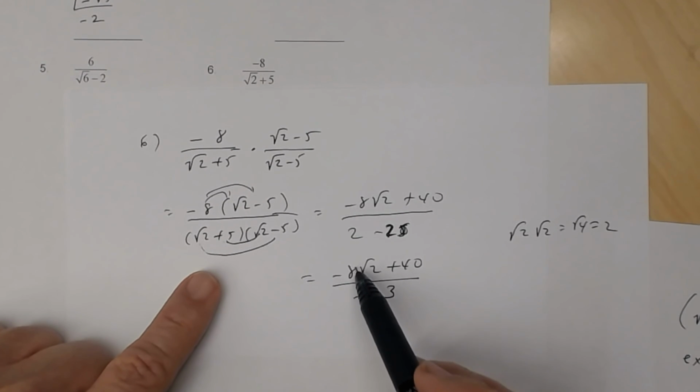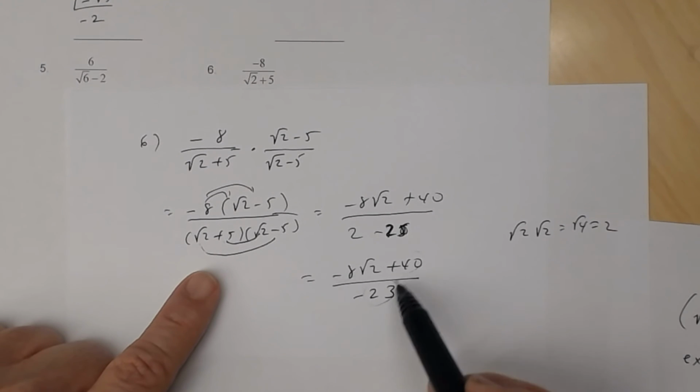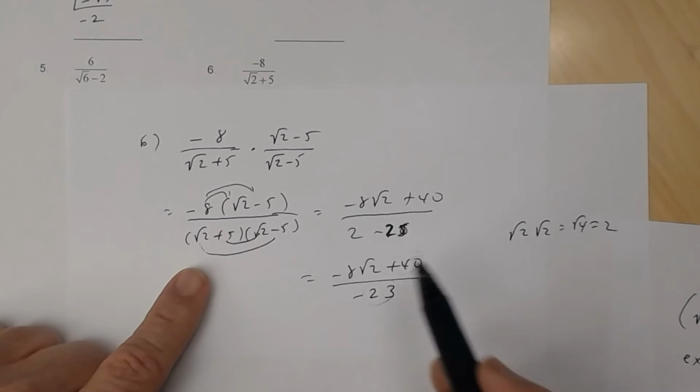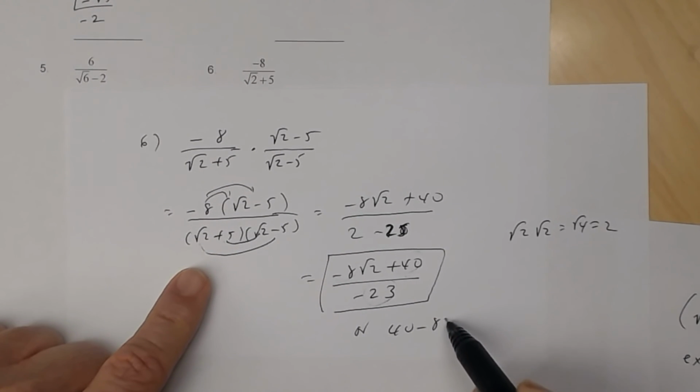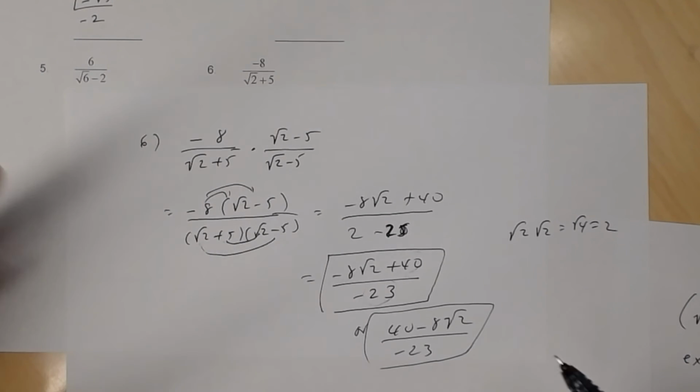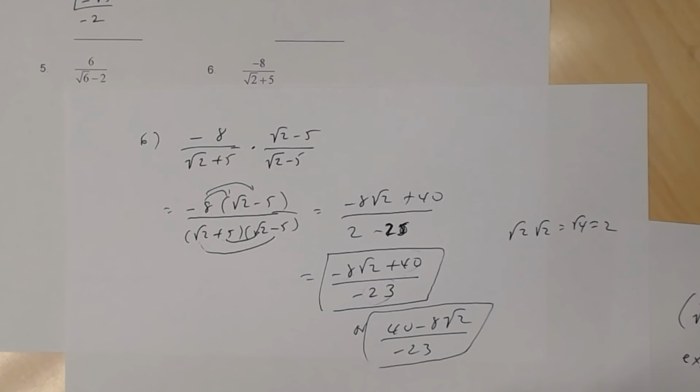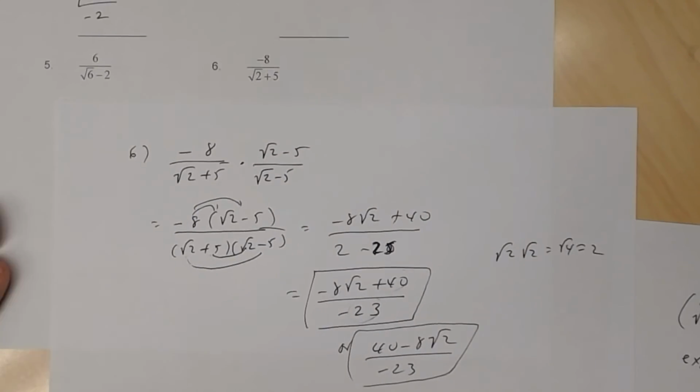And there's nothing, see these numbers right here that I would circle before? The only common factor they have is 1. So there's your answer right here. Now if you wanted to, you could put the 40 first. You could have said 40 minus 8 square root of 2 divided by negative 23. Okay, no big deal. And there are other ways of writing this answer, but this is fine. Okay? All right, so that should take care of this worksheet.